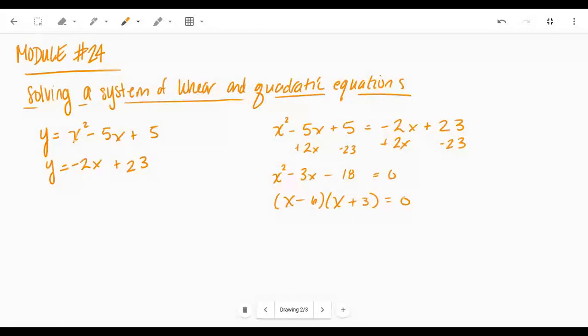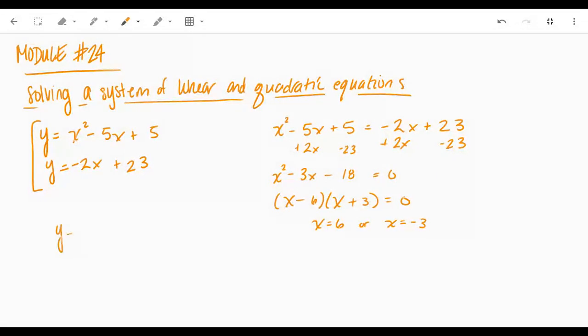So then we can just solve for x: x is 6, or x is negative 3. Okay, so we get two answers there. We can plug them back in to get y using either of the equations. Use both to double check your answer. Just use one if you're pretty confident on your skills there.